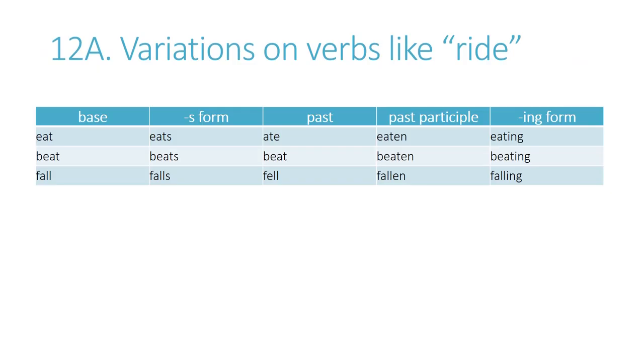Now we'll see some variations on verbs like ride. Notice that they have the same -en ending, but the past tense is going to be different. For example, eat, ate, eaten. Beat, beat, beaten. Now notice with beat, there is the same word in the base form and the past form, kind of like hit, but the past participle has an -en ending. Then last is fall, fell, fallen. This one returns to the original vowel sound in the past participle, fall, fallen.